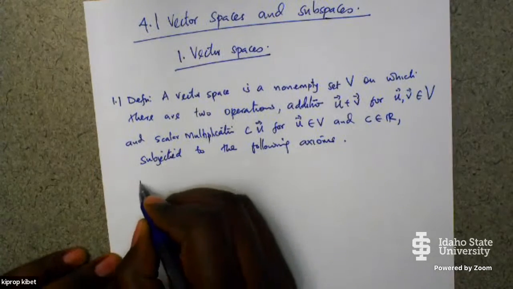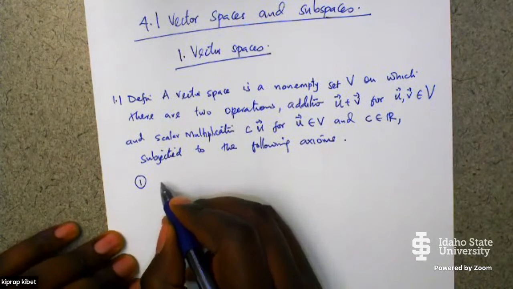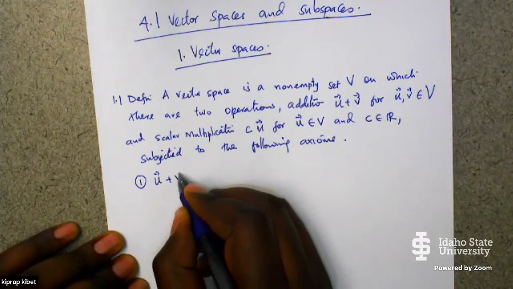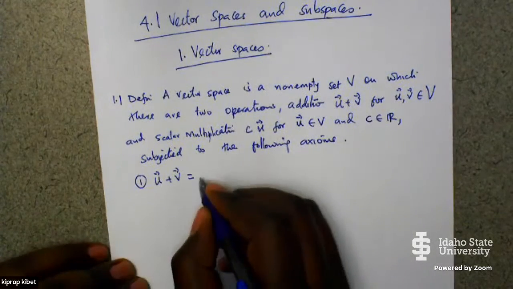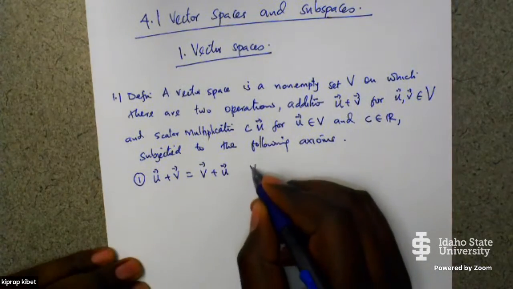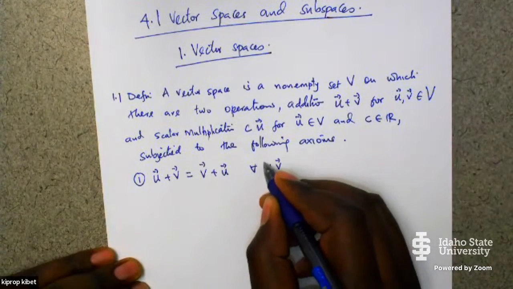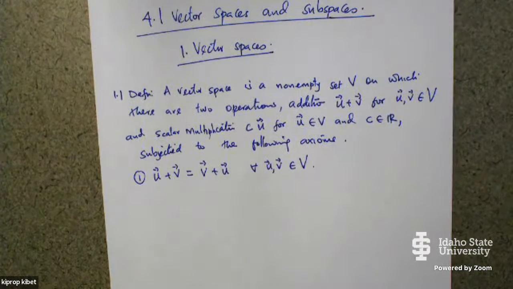The first one is commutativity. If we have two vectors, u plus v, then adding u plus v is similar to adding v plus u, for all u and v in capital V. So you can add u plus v, which is similar to adding v plus u.